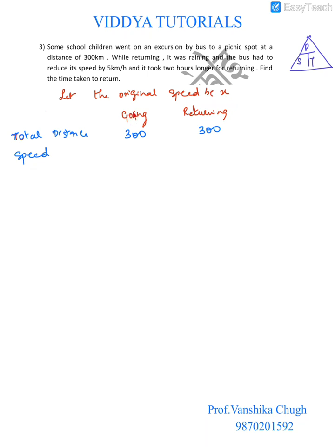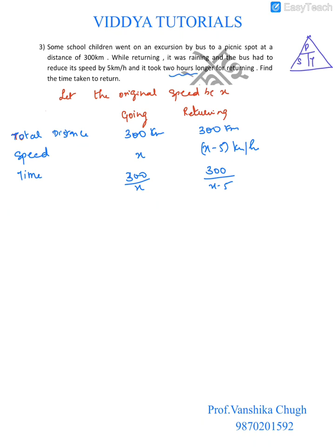So there are two situations, while going and while returning. The total distance is the same because they are traveling to the same spot and coming back. So the distance in both cases is 300 kilometers. The speed we have assumed while going is x. While returning, the speed was reduced by 5 kilometers, so the speed becomes x minus 5 kilometers per hour. The time taken while going will be, time is equal to distance upon speed, 300 upon x, and while returning it is 300 upon x minus 5. Now they have told that it took 2 hours longer for returning.